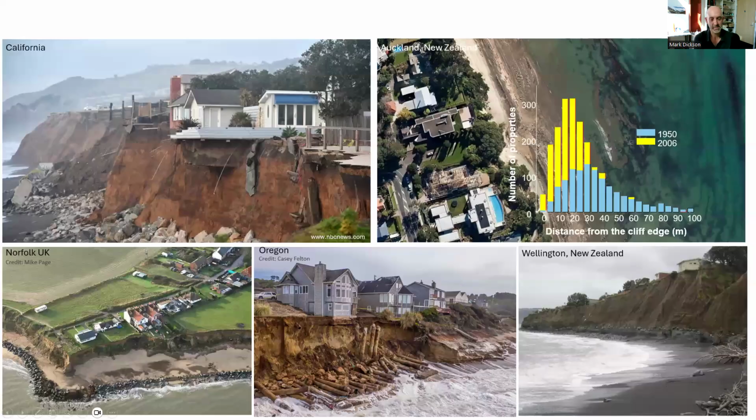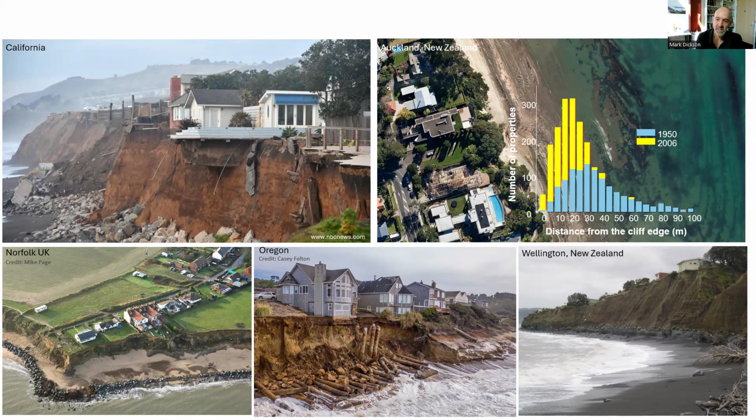I want to start by providing a little bit of context that won't be a surprise to many people, that there are coastal cliff erosion problems in many parts of the world. I have examples here from California and Oregon, also the coast of Norfolk. And here are a couple of examples from New Zealand as well, Auckland and Wellington, with cliff top properties. The slide I have from Auckland also has a little graphic showing some mapping of the number of cliff top properties in 1950 and 2006.